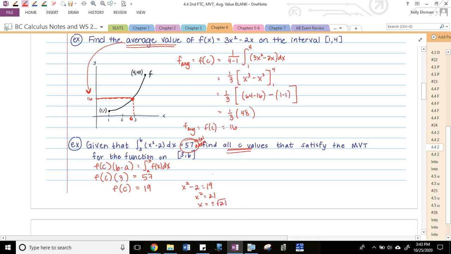Now the question says we need to be on the interval 3 to 6. So I can't have plus or minus. Only x equals square root of 21 is on the interval 3 to 6. So x equals, I probably should have said c equals. I should have probably said c squared, whatever. Does that matter? No, not really. Square root of 21 is your answer.